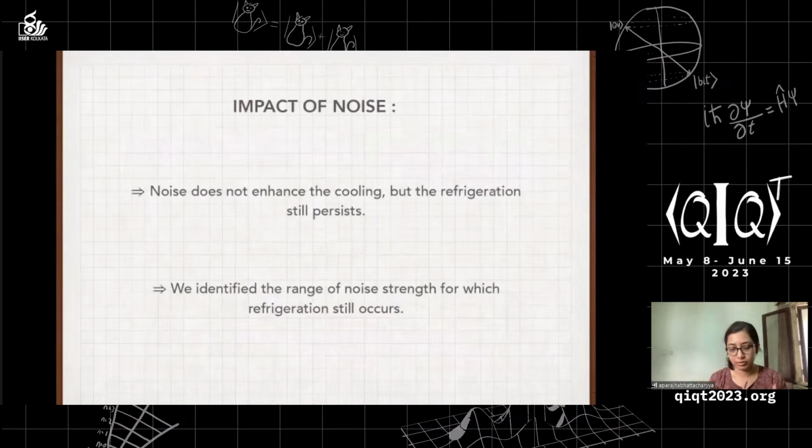And what are the results that we have obtained? Noise does not enhance the cooling over the ideal Markovian case, but the refrigeration still persists. And we have identified the range of the noise strength up to which the refrigeration still persists. So these are the results.